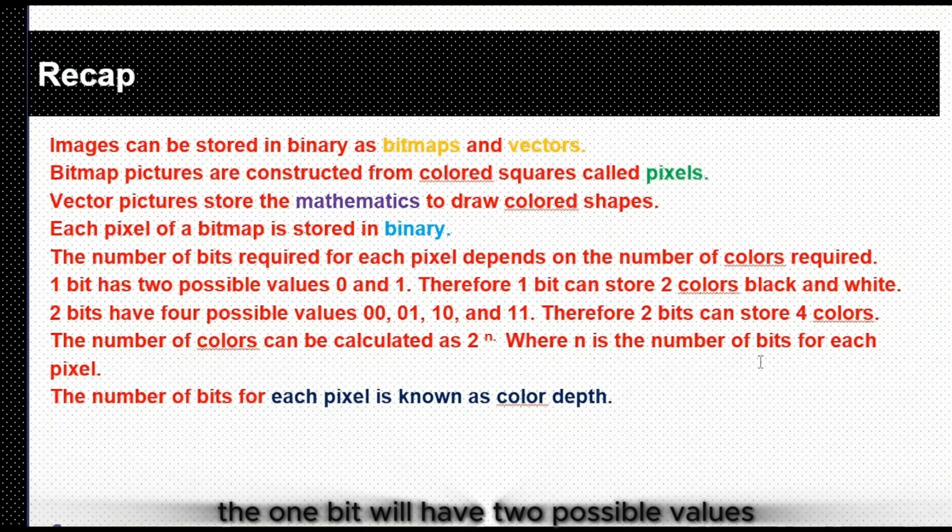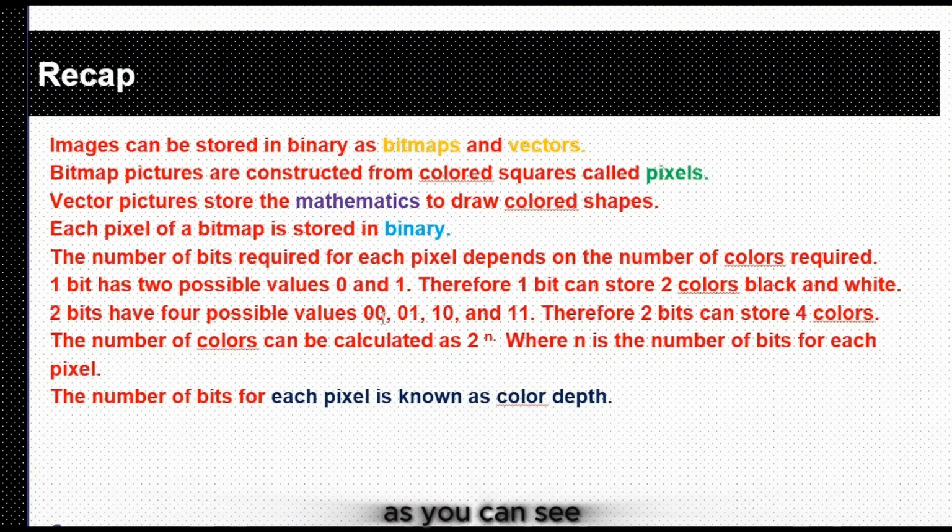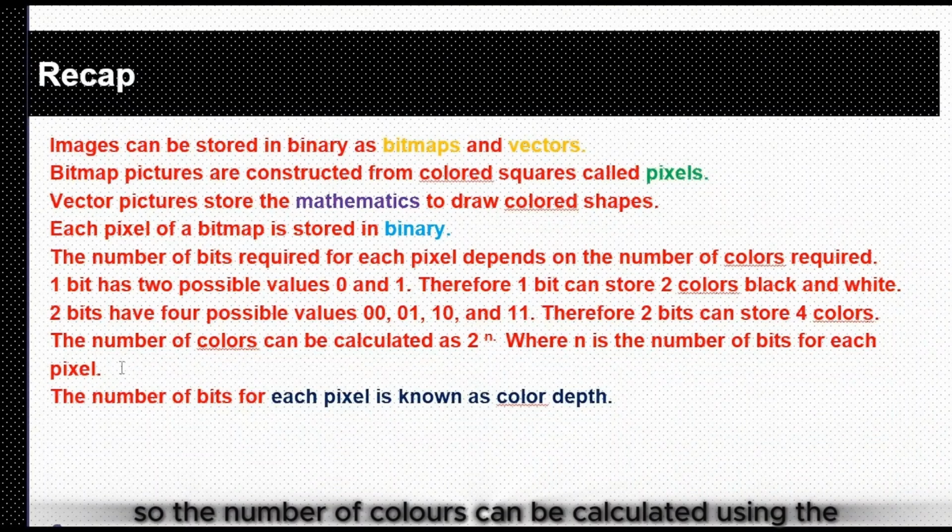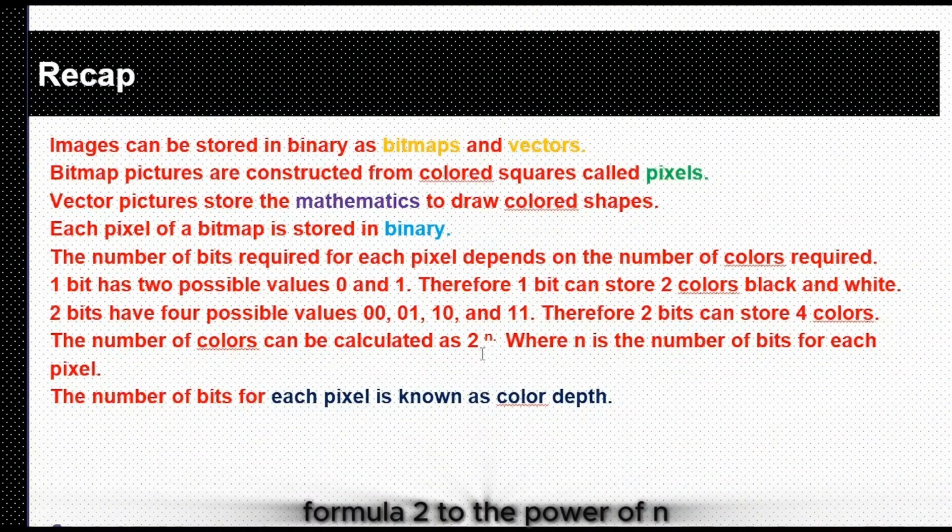1 bit will have 2 possible values. 2 bits will have 4 possible values, as you can see, 00, 01, 10, 11. So the number of colors can be calculated using the formula 2 to the power n. The number of bits for each pixel is known as color depth.